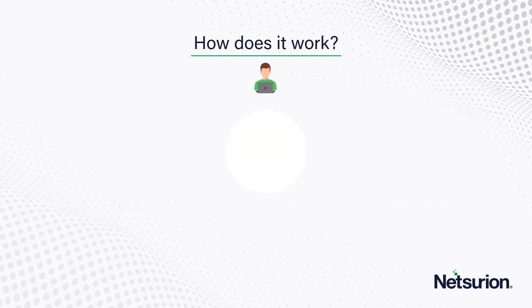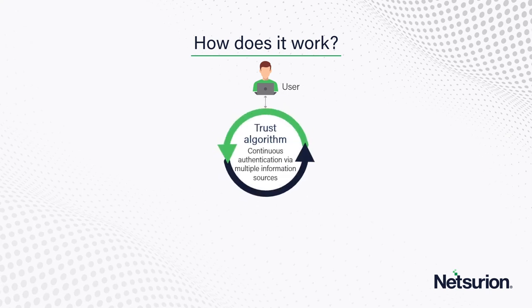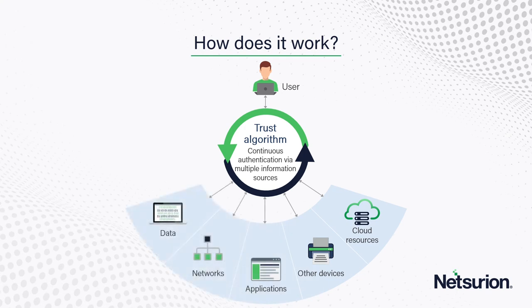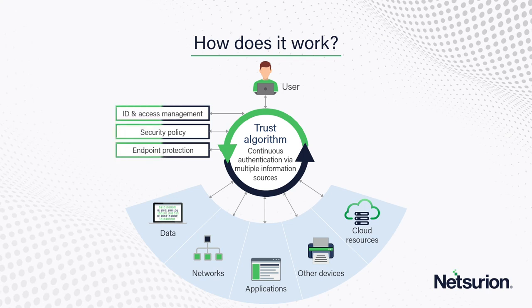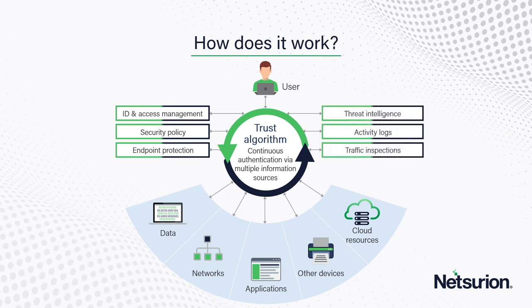So here's how it works. Here's a user, via the trust algorithm, which is continuously authenticating, getting access to all of these network resources. What does the trust algorithm need? On the one side, the credentialing system, the security policy that says what's allowed, and of course, endpoint protection, threat intelligence, activity logs, and an inspection of network traffic to identify anything that looks out of place. Using this, a trust algorithm may permit or deny resource access. And of course, all that access is always going to be encrypted, and anything you see and do is going to be logged so that this can actually be studied.